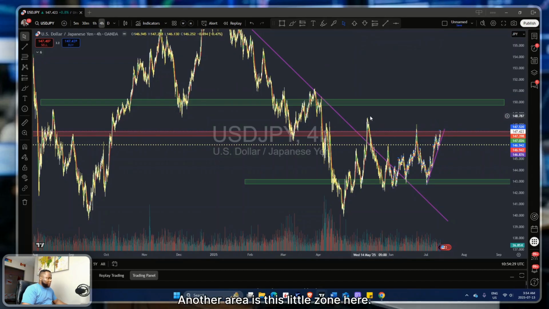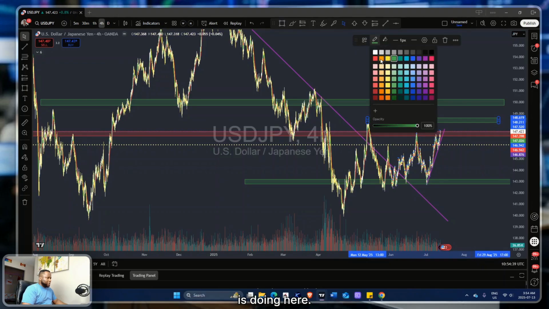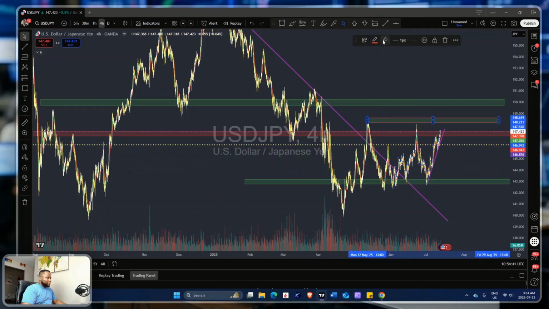Another area is this little zone here, 148.78, but it depends on the volume. Sometimes price just ignores this and goes straight ahead. It just ignores it.